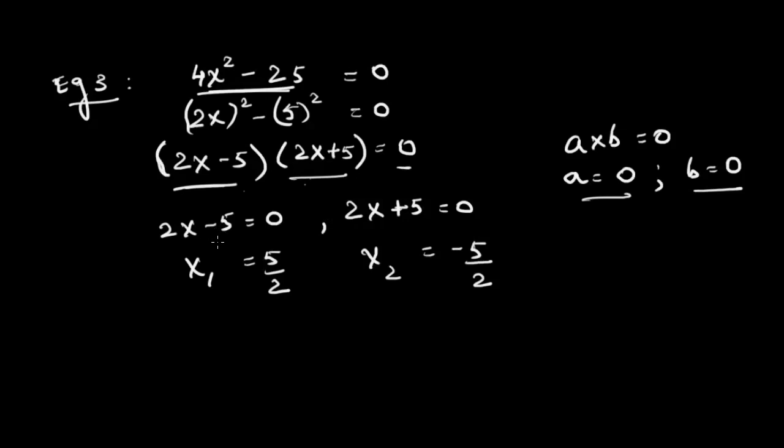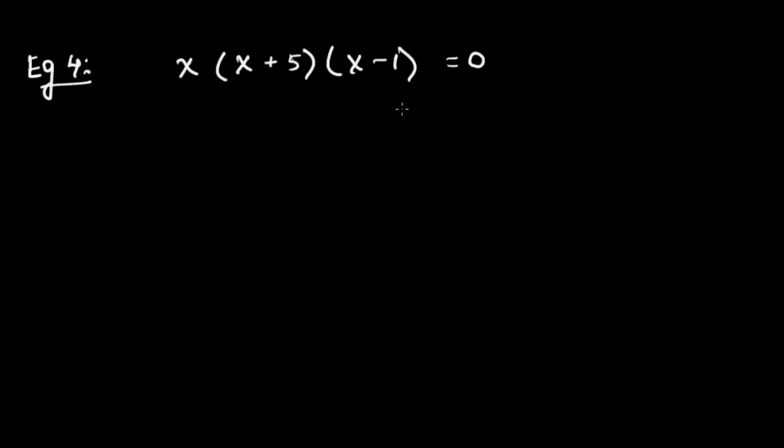What if we have a cubic polynomial function? We know this is a cubic polynomial function. We are asked to solve this equation. Remember, whenever we are asked to solve for any polynomial, one side of the equal to sign should always be a 0. If it's not a 0, then we have to make it a 0.